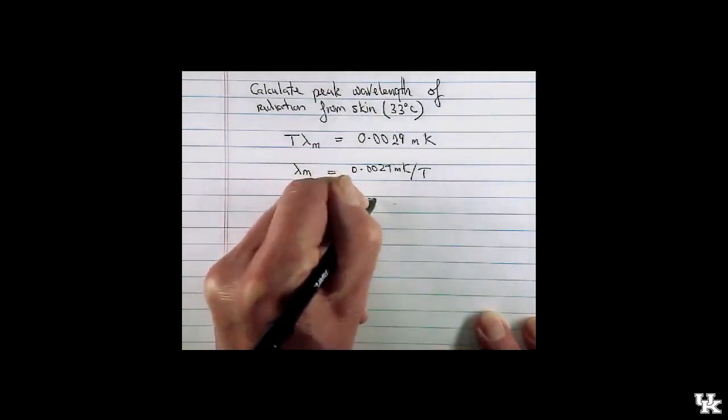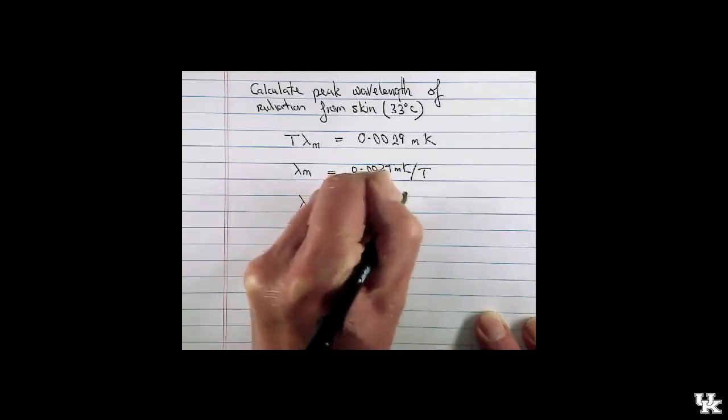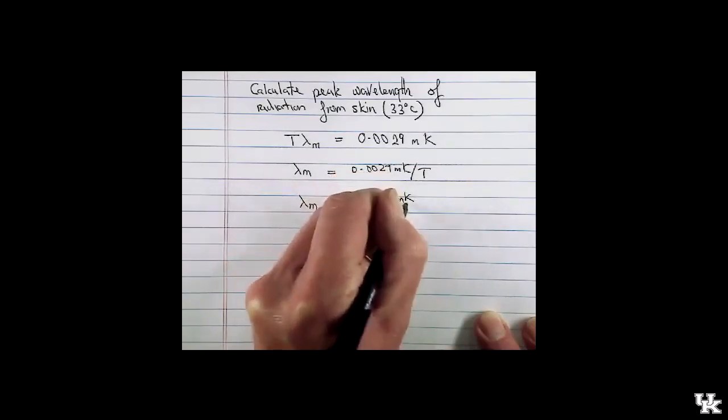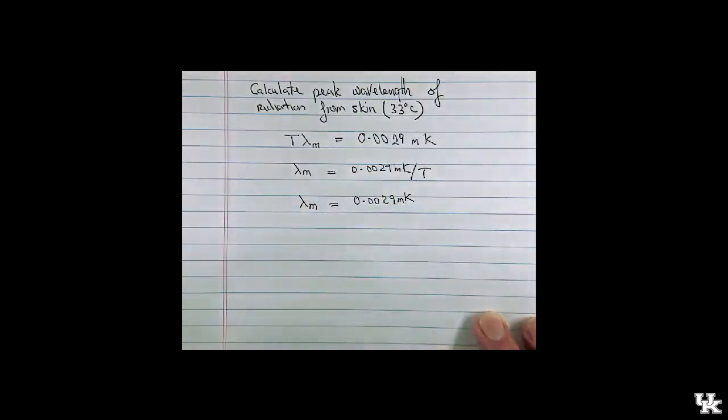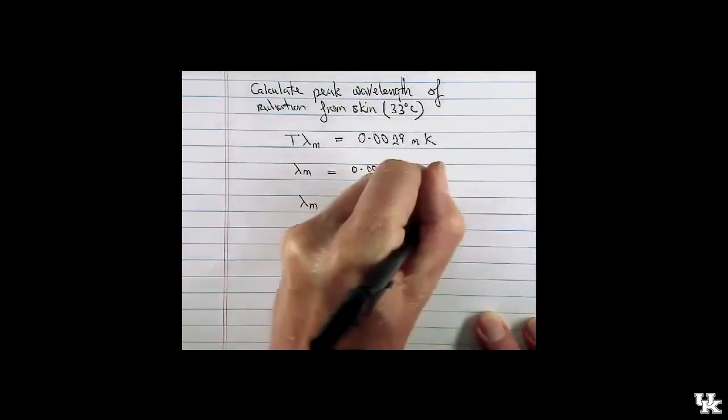Now, one thing you have to do with this equation is to fill in the temperature in Kelvin. The reminder is here. The units are meters Kelvin. And so we don't fill in the 33 degrees Celsius. We add 273 to it. My brain doesn't work up here. It doesn't work other places too. 273 plus 33 is 306. So I'm going to plug in the temperature in Kelvin.